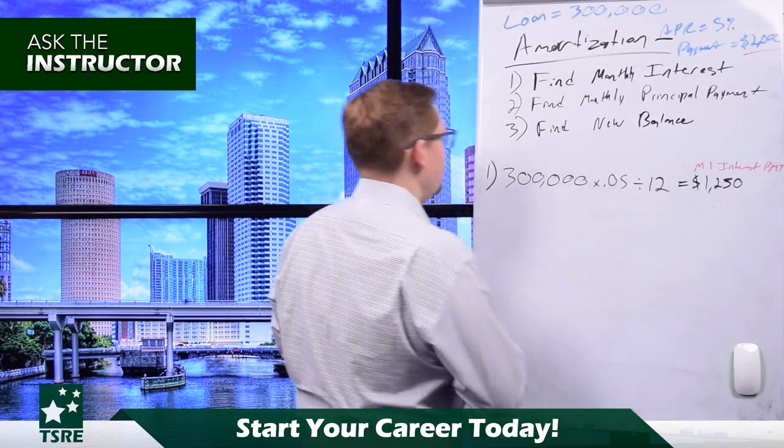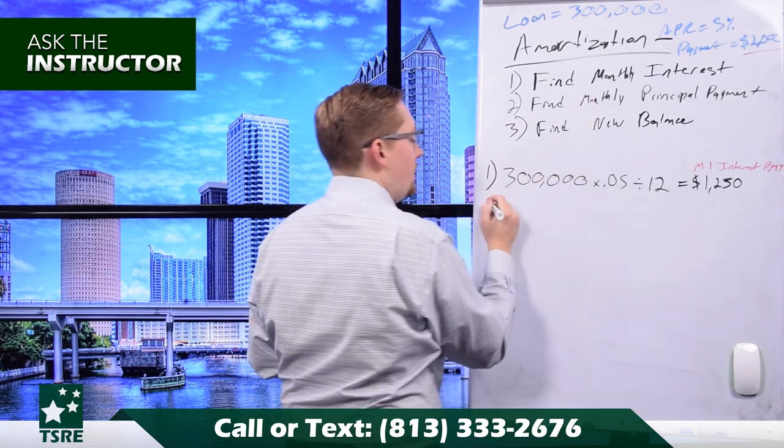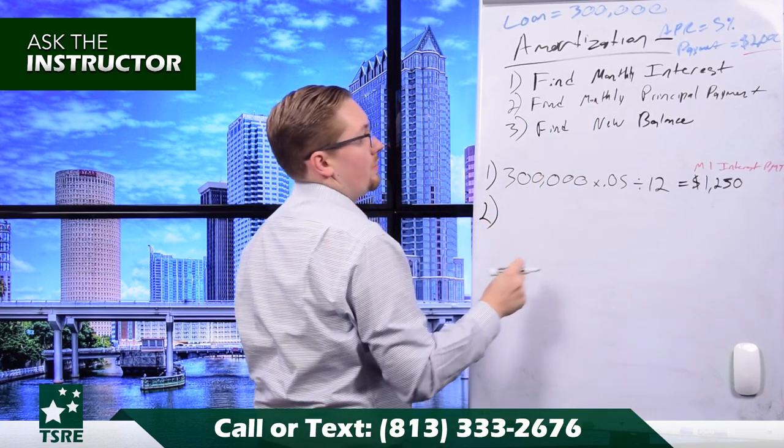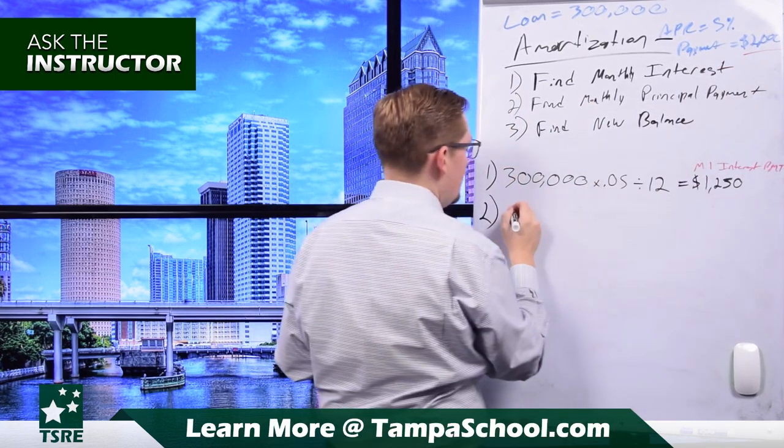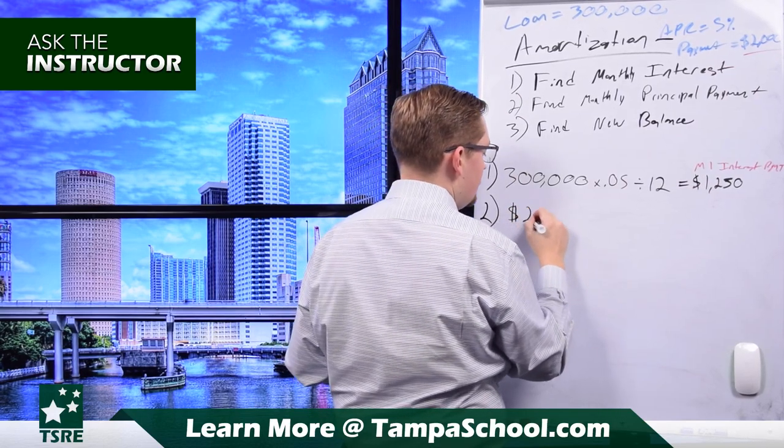Now step number two, we've got to find the monthly principal payment. So remember, our payment's going to be given to us in the question. In this case, it's $2,000.